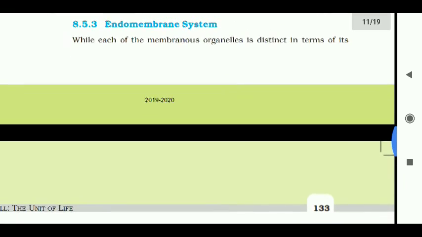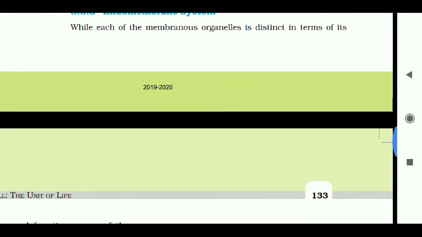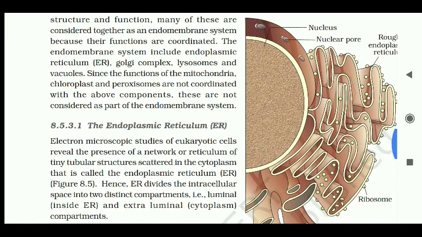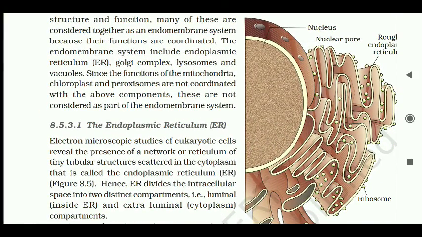8.5.3 Endomembrane system. While each of the membranous organelles is distinct in terms of its structure and function, many of these are considered together as an endomembrane system because their functions are coordinated. The endomembrane system includes endoplasmic reticulum (ER), Golgi complex, lysosomes, and vacuoles. Since the functions of the mitochondria, chloroplasts, and peroxisomes are not coordinated with the above components, these are not considered a part of the endomembrane system.